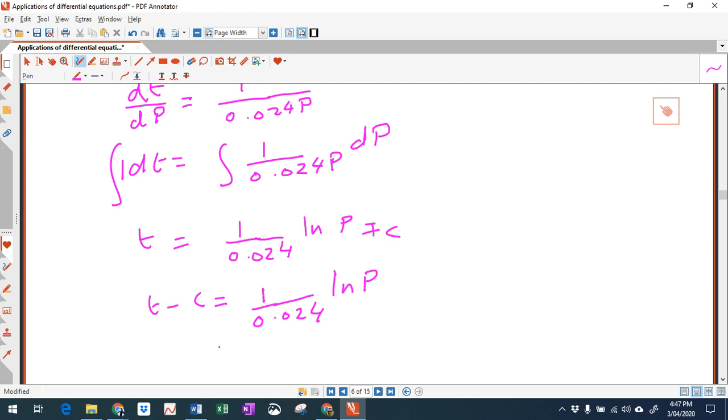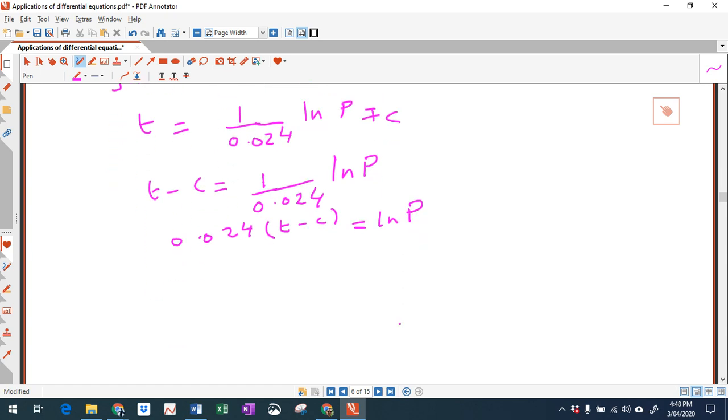Okay, so at this stage, we are going to multiply both sides by 0.024. So I'll get 0.024 times (t minus c) is equal to log of p. Now, from here, I'm going to raise both sides to, or apply the exponential function to both sides. So I'm going to get e to the 0.024 (t minus c) equals, now e to the log p is just going to be p.